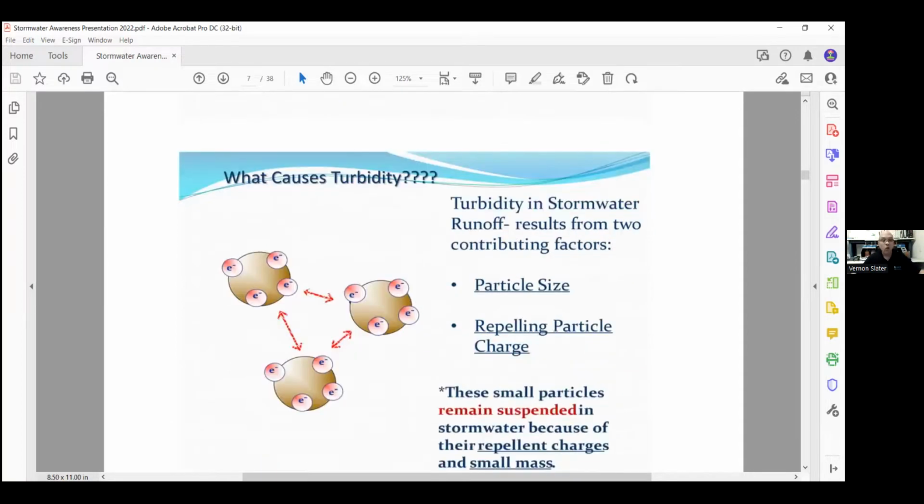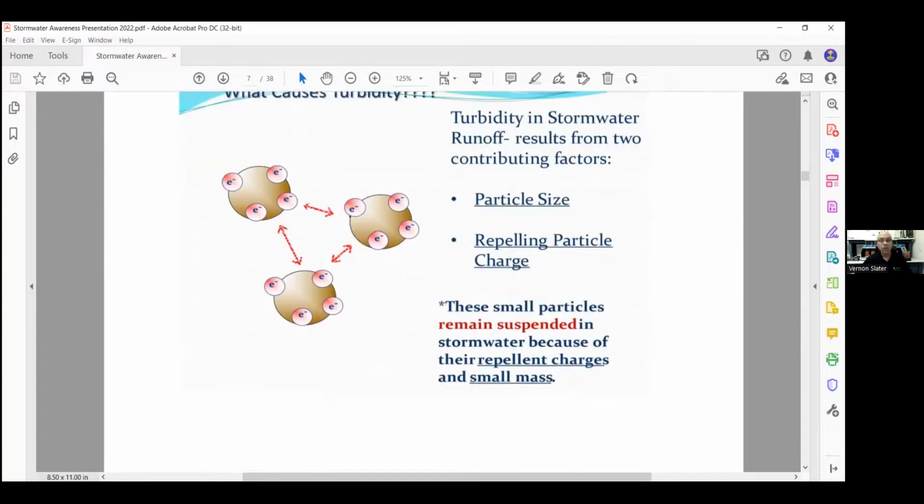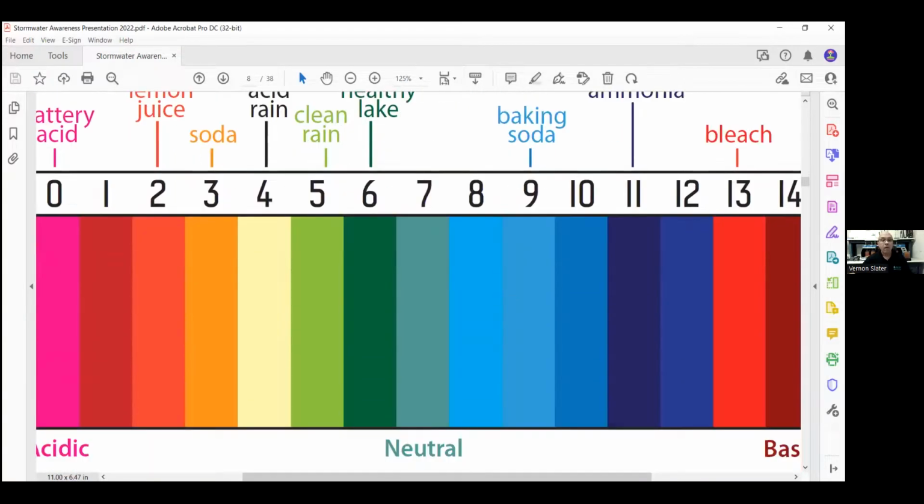Okay, so the next question. What is pH and what does it have to do with stormwater treatment? pH is a measure of a water sample's acidity or basicity. The pH scale is 0 to 14, where 7 is neutral. Values below 7 represent acidic conditions, that would be these. And values above 7 represent basic conditions, and that would be these.